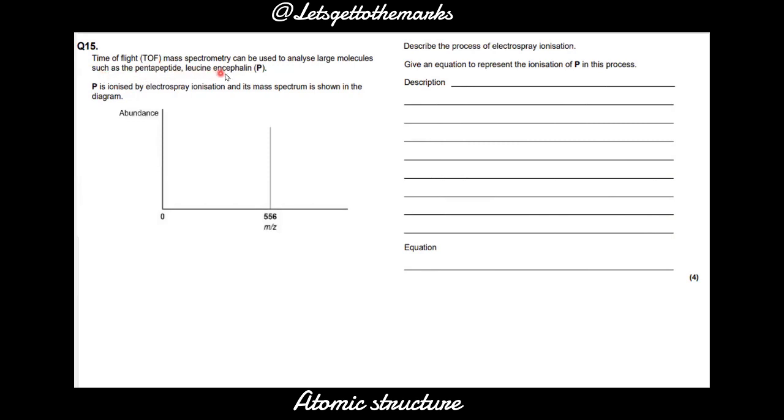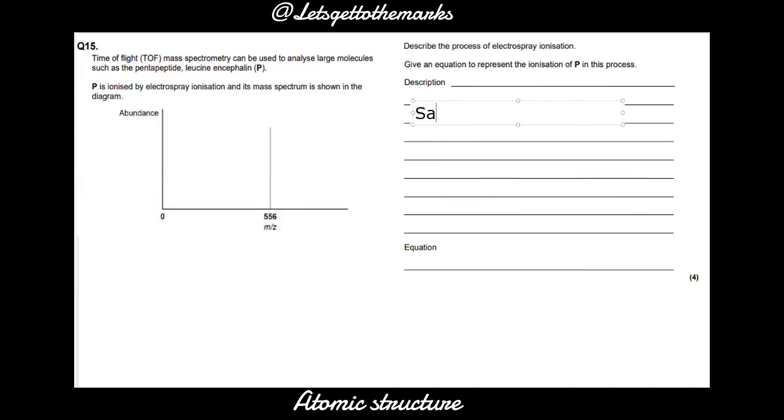So time of flight mass spectrometry can be used to analyze large molecules such as pentapeptide, leucine, N-cephalene P. P is ionized by electrospray ionization, and on the mass spectrum, we can see that 556 is the MZ ratio. Describe the process of electrospray ionization and give the equation.